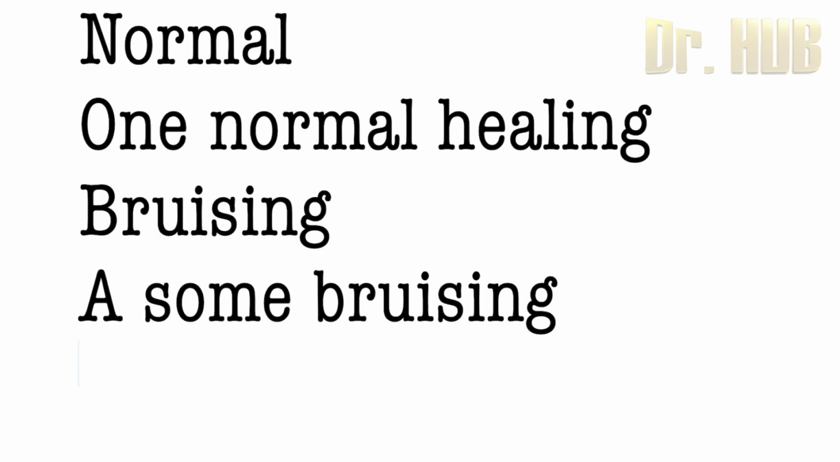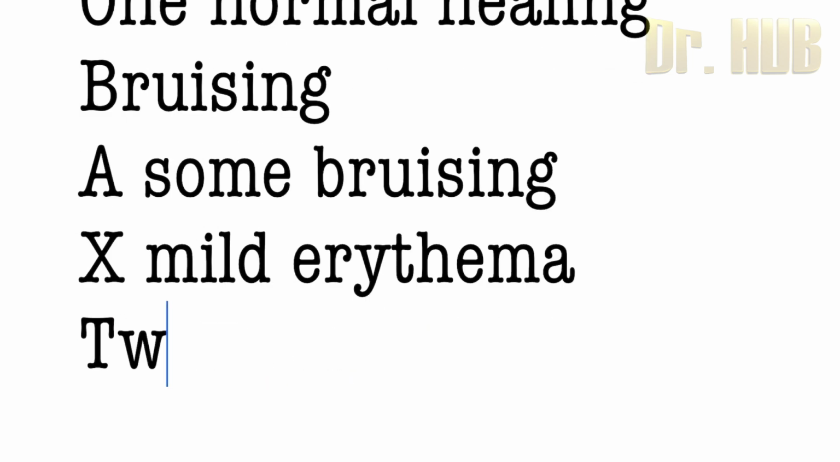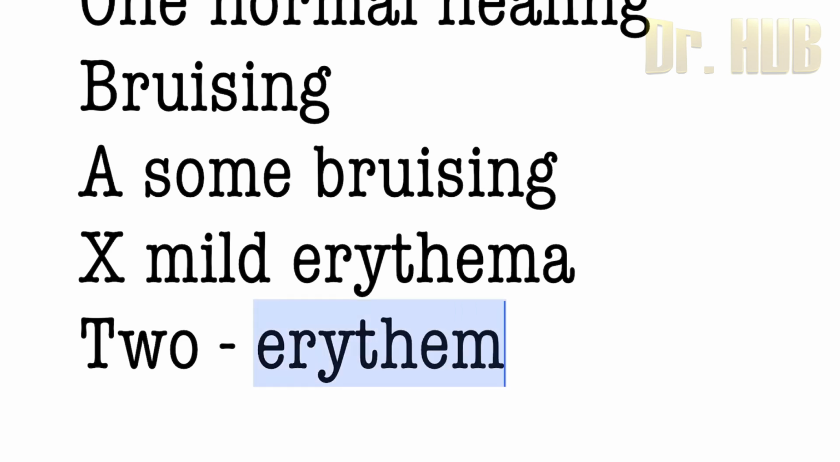Next are the subtypes and appearances, that is 1A, B and C. A means some bruising is present, B means considerable bruising, while C means mild erythema. Next is 2. The 2 means there is erythema plus other signs of inflammation. So erythema and also signs of inflammation.